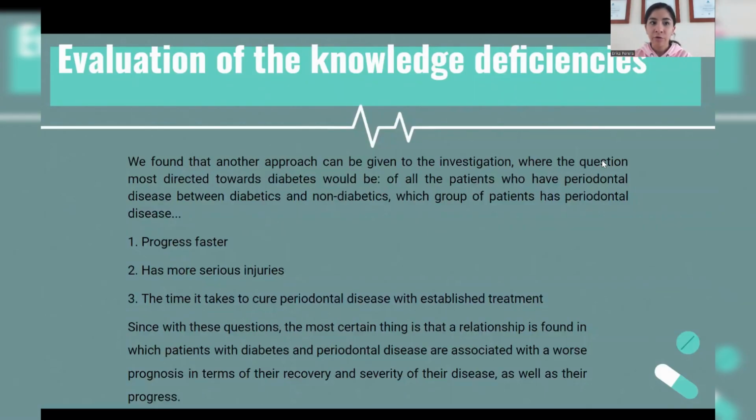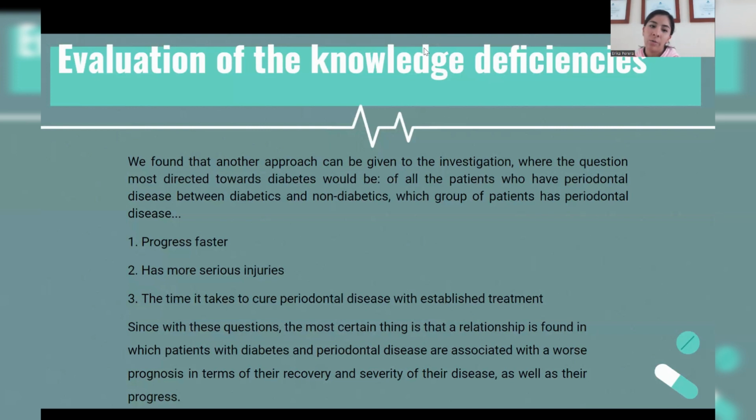Okay, so I will talk to you about the evaluation of the knowledge deficiency. So we found another approach that can give more to the investigation. Where the question is more directed towards diabetes, it will be like, of all the patients who have periodontal disease, between diabetics and non-diabetics, which group of patients with periodontal disease will progress faster or has more serious injuries, or the time it takes to cure the periodontal disease, which establishes the treatment.